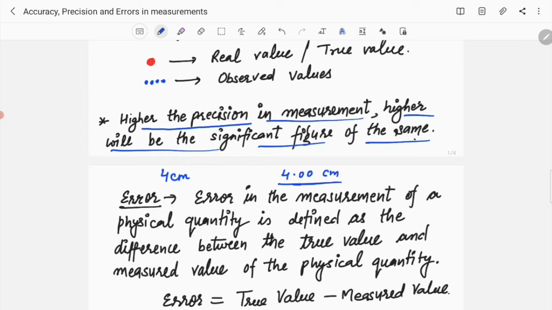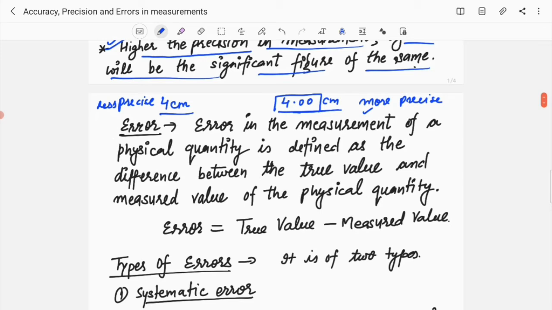So this result is more precise because it is giving information up to 2 decimal places, and this is less precise because it is not giving any information after the decimal point. That's why we can say it has 3 significant figures and the other has only 1 significant figure. So this is the main thing, that the higher the precision, the higher will be the significant figures in the measurement. So this is a very important thing.